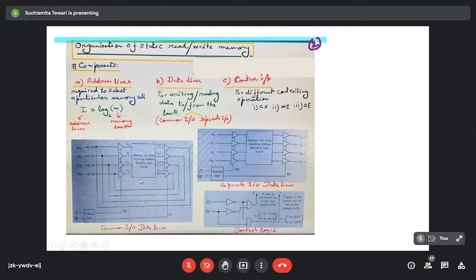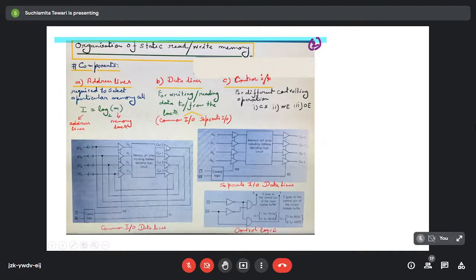Now if we come down to this particular diagram, this is a block diagram of this entire thing. See here, one is the control logic with CS and WR given over here. This one is the memory cell array, or alternatively we can call it a memory unit containing multiple memory cells within it. These are the data buses, input and output.